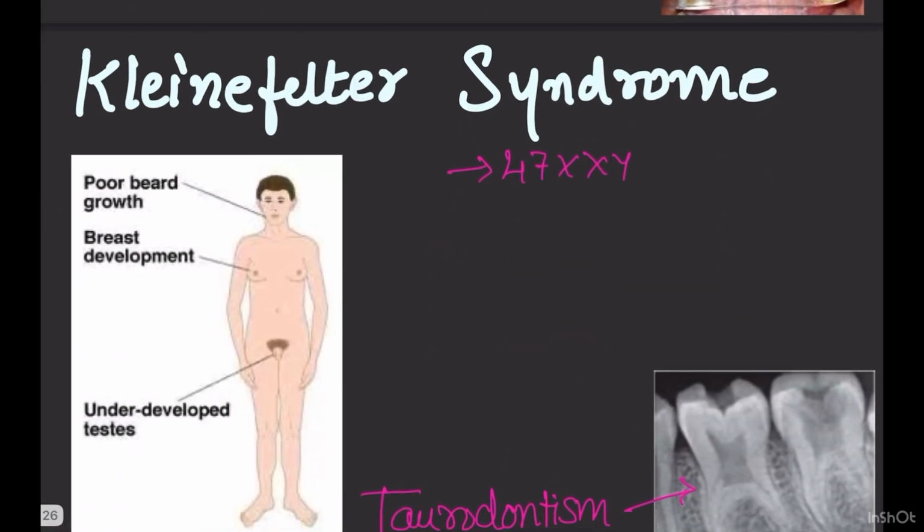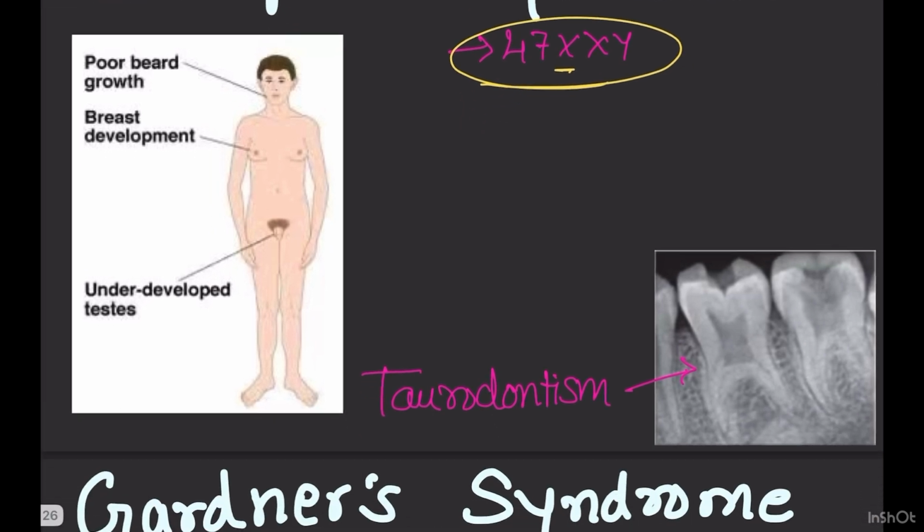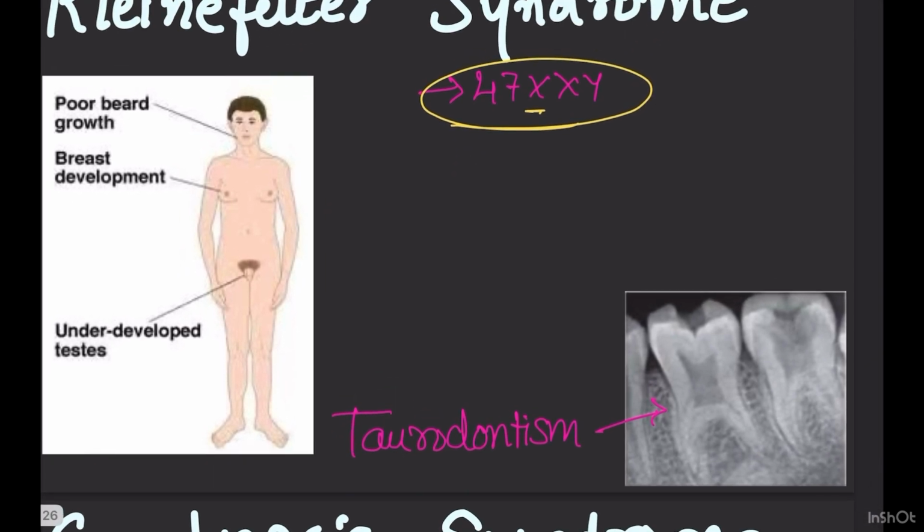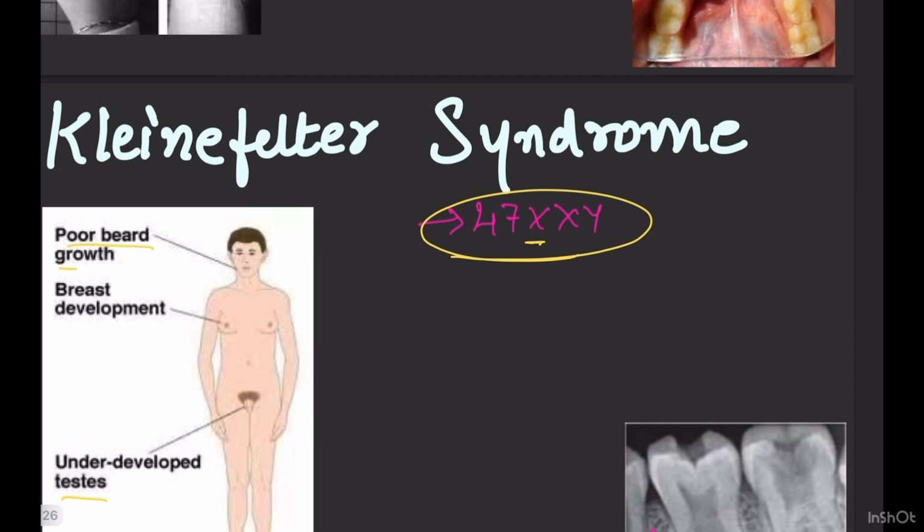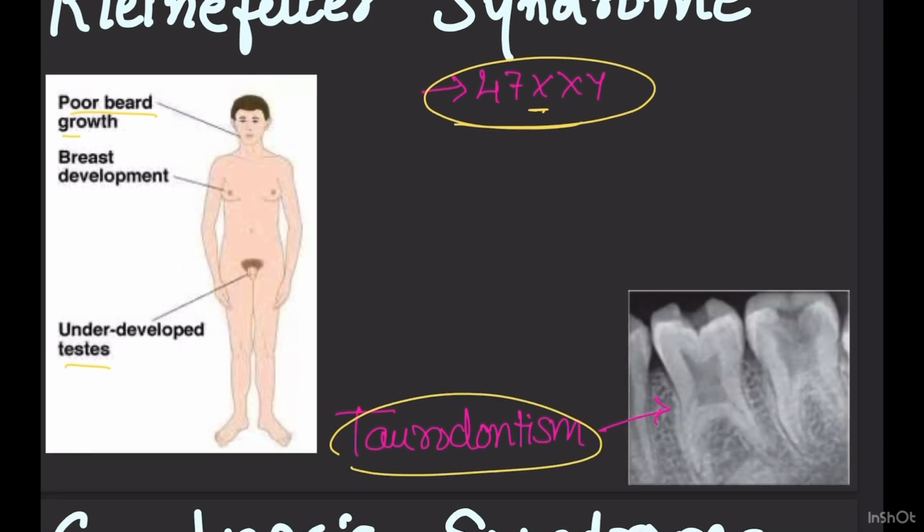The next is Klinefelter syndrome. This is very important. It is 47XXY syndrome, because of an extra X chromosome, which leads to female-like characteristics in a male person. Some of the signs are poor beard growth, breast development, and underdeveloped testes. But for us, the important thing in dentistry is taurodontism. This is very important.